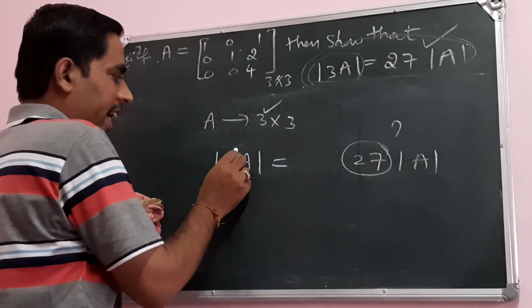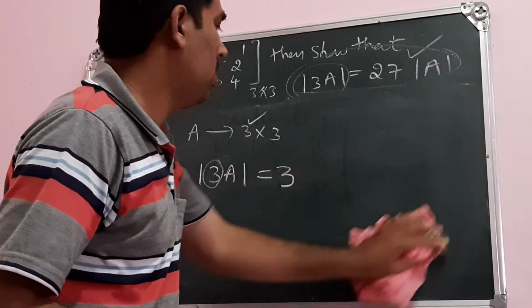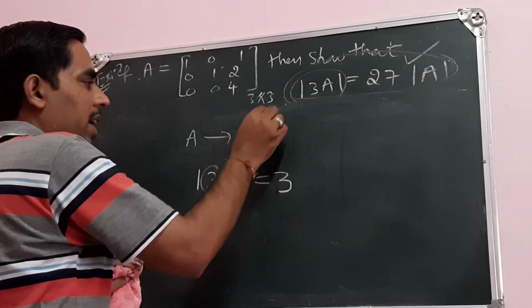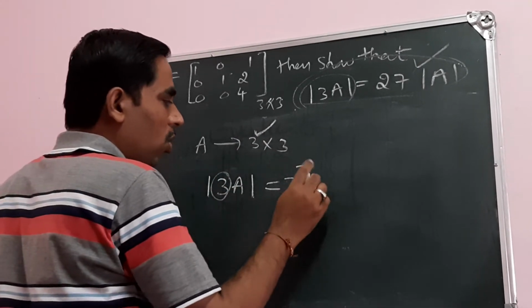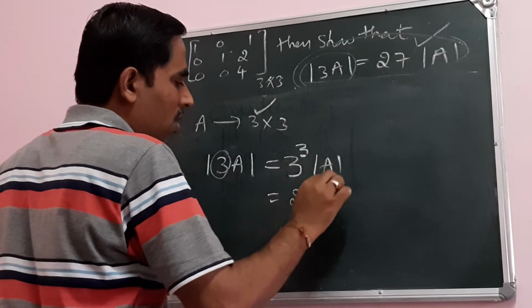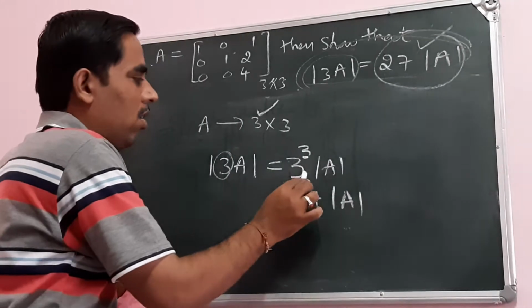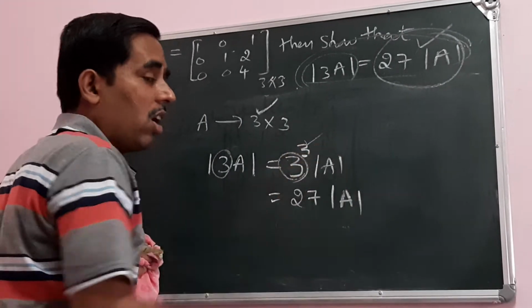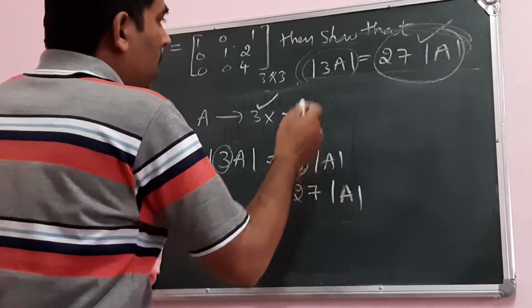Here the scalar is 3. I will write the scalar 3, then the order of the matrix is 3, so that is 3 cube, into the determinant of A. That means 3 cube is nothing but 27, into the determinant of A. That's what we have got here. It is the scalar to the power of the order.